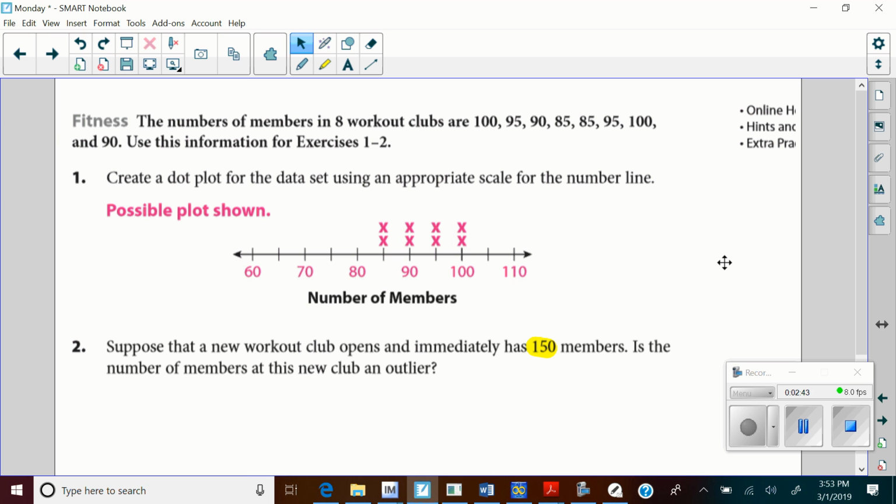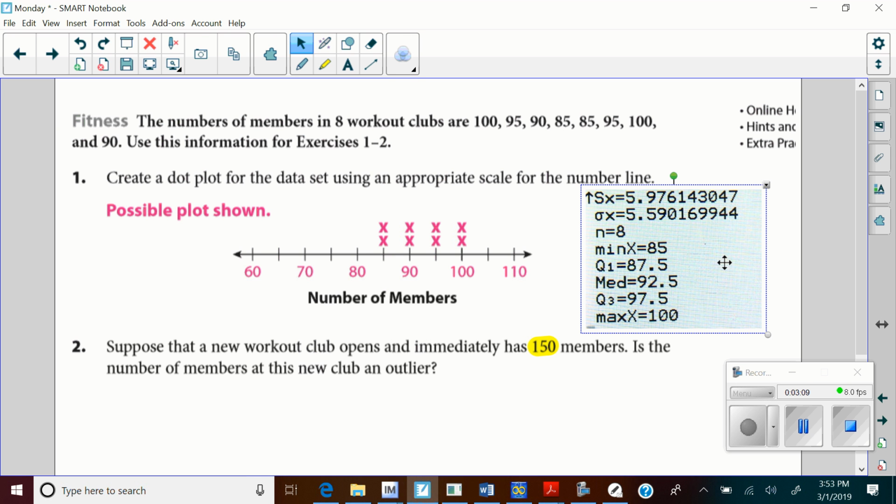In order to determine this, you need to find your quartile 1, quartile 3, and your IQR. You're going to plug that information into a formula and figure out if 150 would be considered an outlier. The first thing to do is type all that information into your calculator. Go to stat and edit to put it in your list, then go back to stat and calculate under one var stats. This is the information you get.